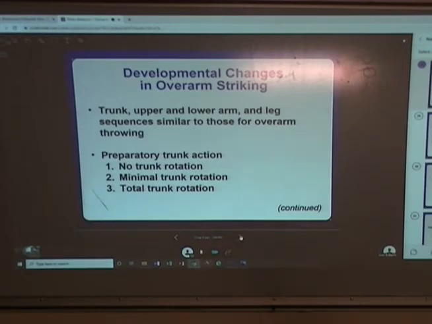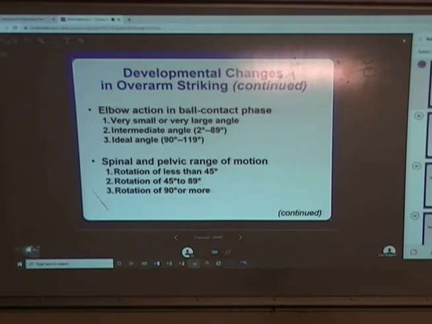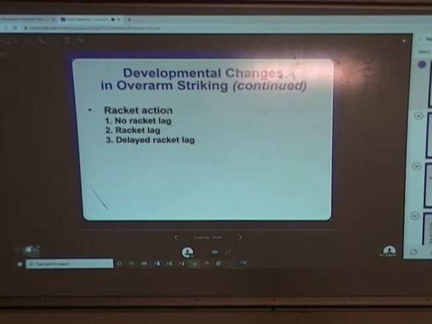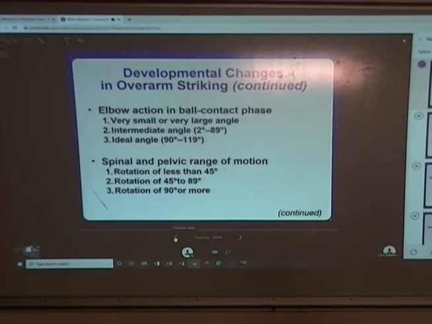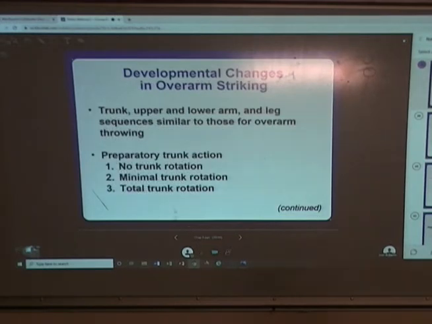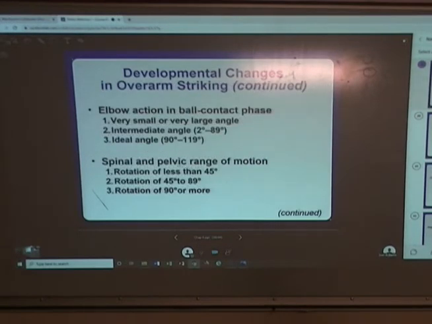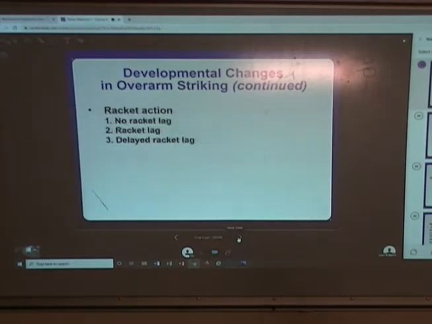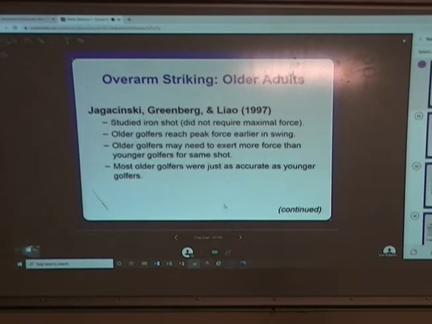So we've got trunk action, elbow action, rotation, racket action for overarm striking. So depending on whether you split the trunk and the pelvic range of motion up, we've got 4 or 5 components here for overarm striking. Okay.